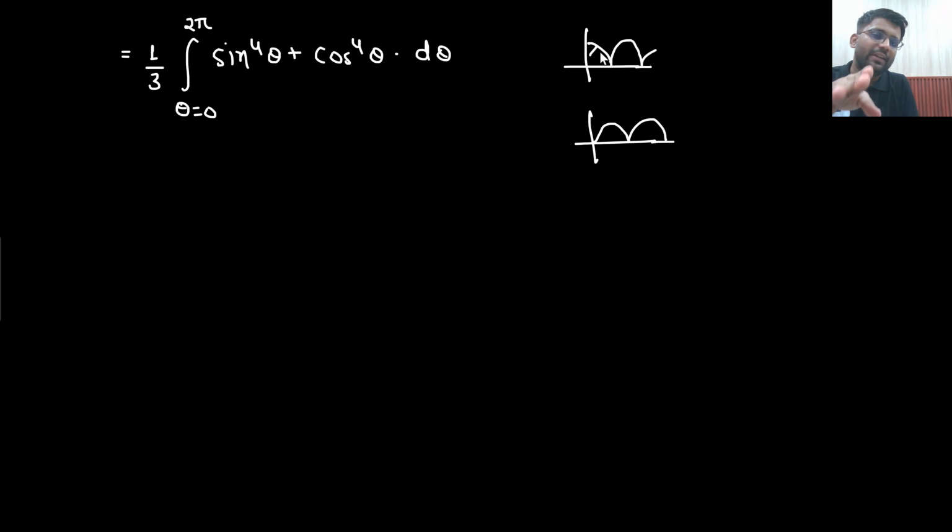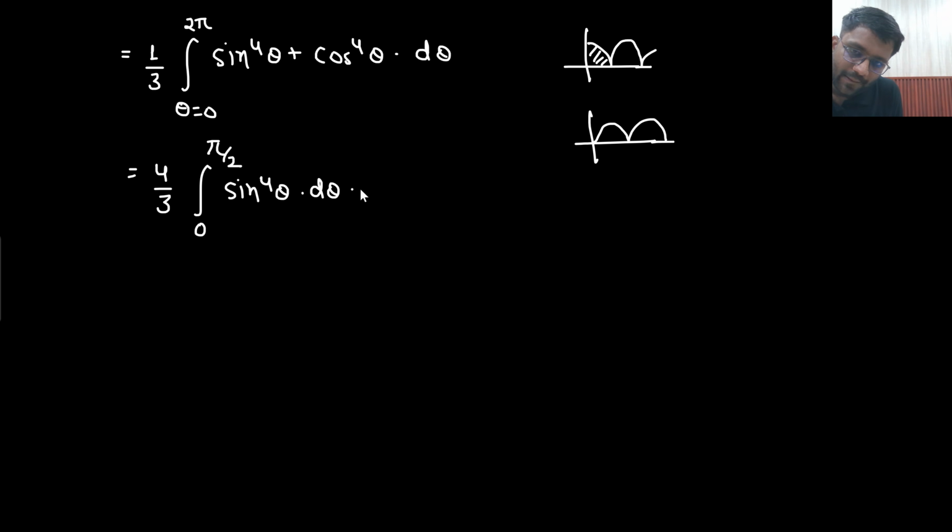So, you know that whatever area you get from 0 to pi by 2, the same area you will get further as well. So, I can take 4 outside, it will become 4 by 3, 0 to pi by 2, whatever the area I get. Basically, I divided it into 4 areas. So, 4 I have taken outside. Sin to the power 4 theta d theta plus 0 to pi by 2 cos to the power 4 theta d theta.